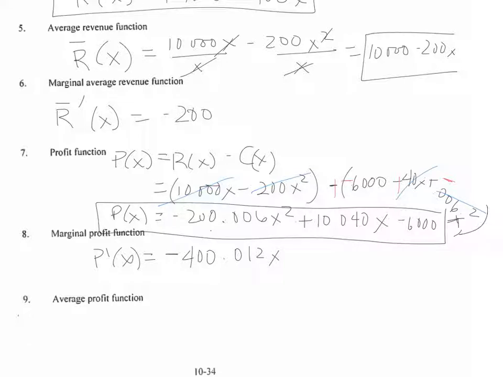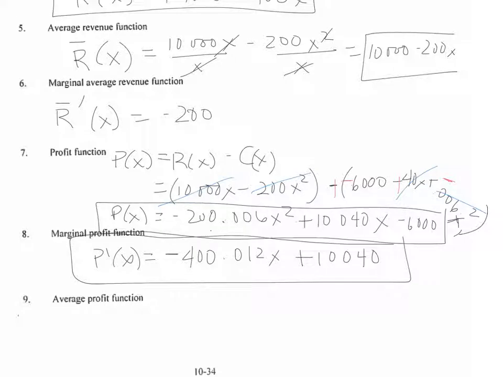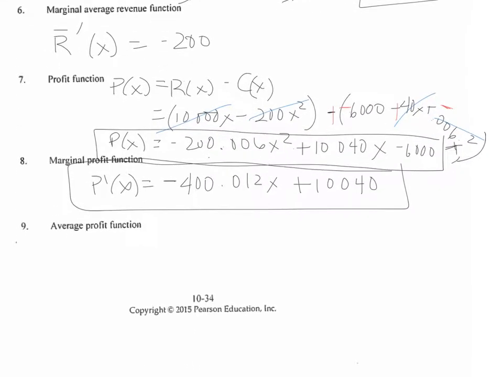How do you differentiate 10,040x? Just becomes 10,040. And what happens to that minus 6,000 on the end? Becomes 0 when I differentiate. So there is my marginal profit function. How do I find the average profit function? That's the p bar of x.